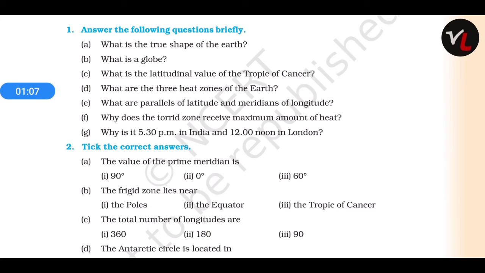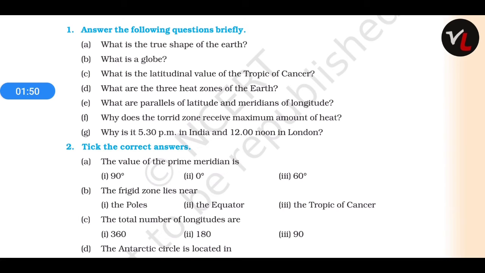What are the parallels of latitudes and meridians of longitudes? The parallels of latitudes are parallel lines which pass from the equator to the poles. They are parallel to the equator. They are called parallels of latitudes. Meridians of longitudes are reference lines which pass from the North Pole to the South Pole. They are called meridians of longitudes.